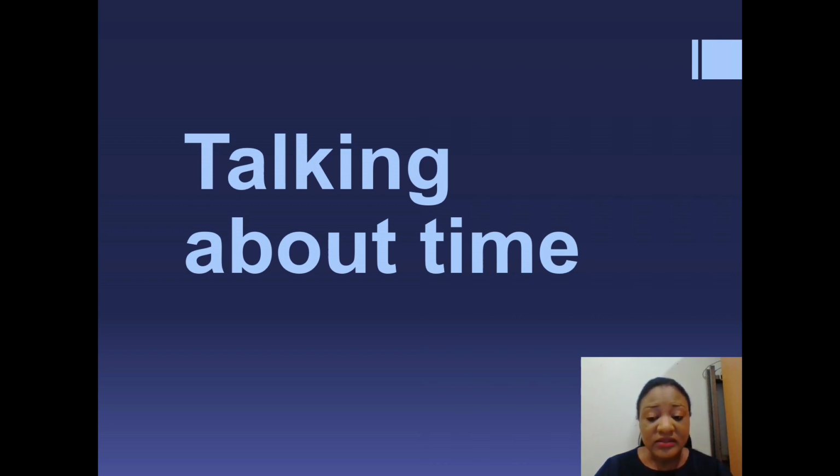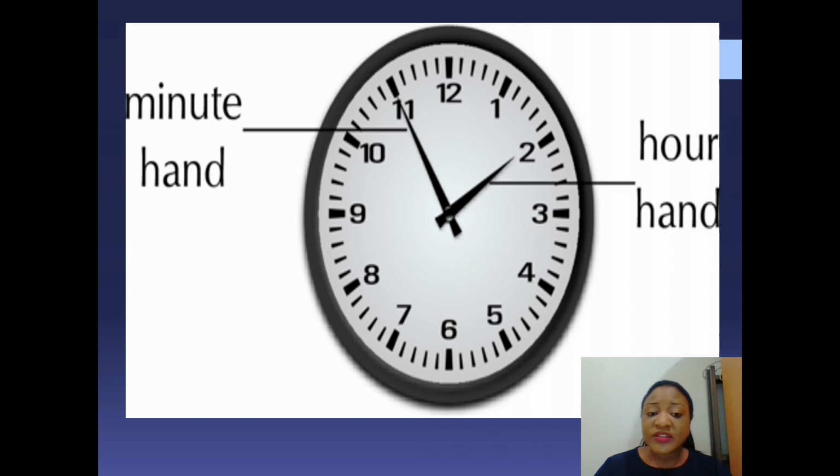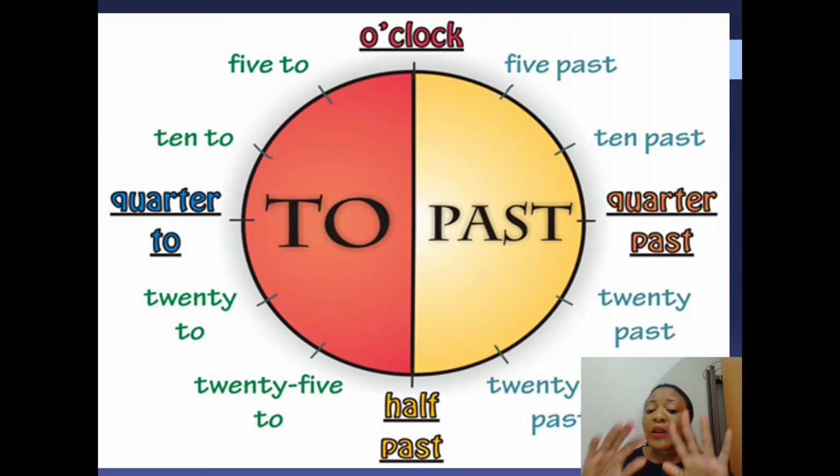So let's get started. First, I will let the students know about the minute hand and hour hand, and the clock itself. I'll let them understand the differences between the wristwatch and the wall clock. Sometimes I ask them, what is this? You hear them saying clock, clock. No, it's not a clock. This is a wristwatch, and that's the clock on the wall.